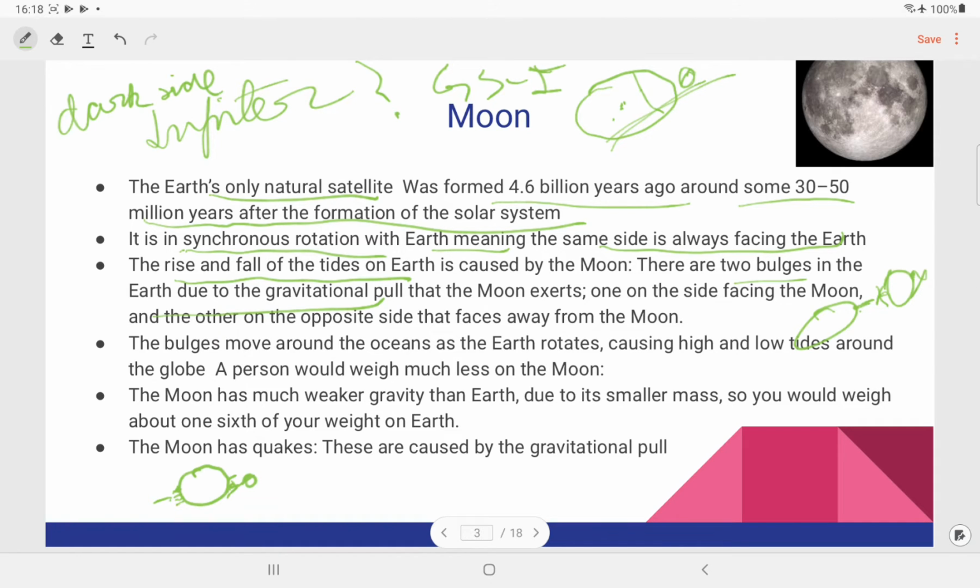Also, the moon has much weaker gravity than Earth. One-sixth of the gravity is there. So if your weight is 30 kg on Earth, your weight on the moon will be 5 kg. The moon also has quakes, which are caused by gravitational pull. As we can see, the gravitational force acting on the moon is so much, because of Earth's gravitational force and the sun's gravitational force, due to which quakes happen on the moon.